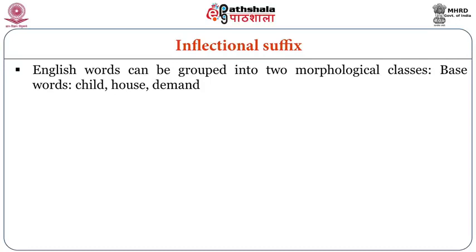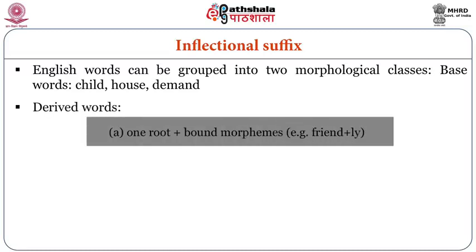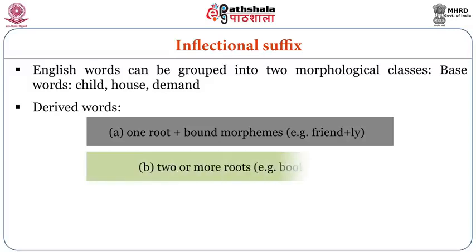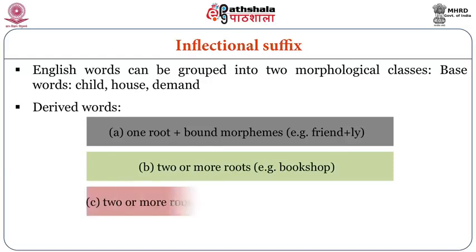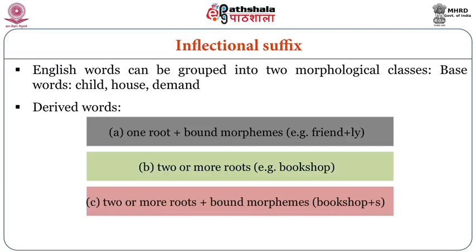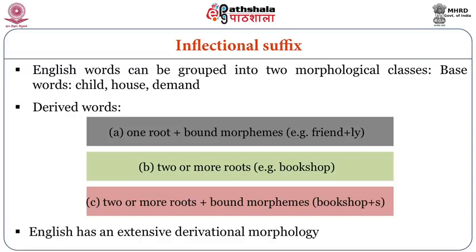So English words can be grouped into two morphological classes: base words like child, house, demand, and derived words like one root plus bound morphemes. For example, friendly. Ly is the bound morpheme and friend is the root word. Two or more roots like bookshop. Both are roots but together they give you another sense, bookshop. Two or more roots plus bound morphemes like bookshops. This s is the bound morpheme and two or more roots are there in the form of book, shop. English has an extensive derivational morphology.